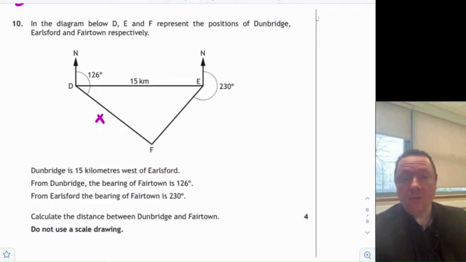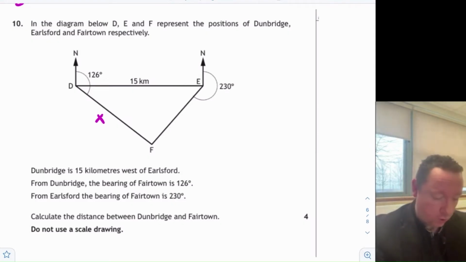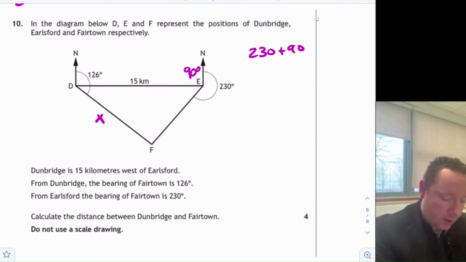No other information given. So again, the strategy is the same as before. We're trying to find angles inside the triangle, so we can use the sine rule or the cosine rule. Let's just start on this bit here. You've got north and east. That's clearly a right angle, so I can write 90 degrees. And then angles around a point add up to 360. So I can do 230 plus 90, which is 320. Giving me 360 minus 320, which is 40 degrees. I can put 40 degrees inside this triangle there.